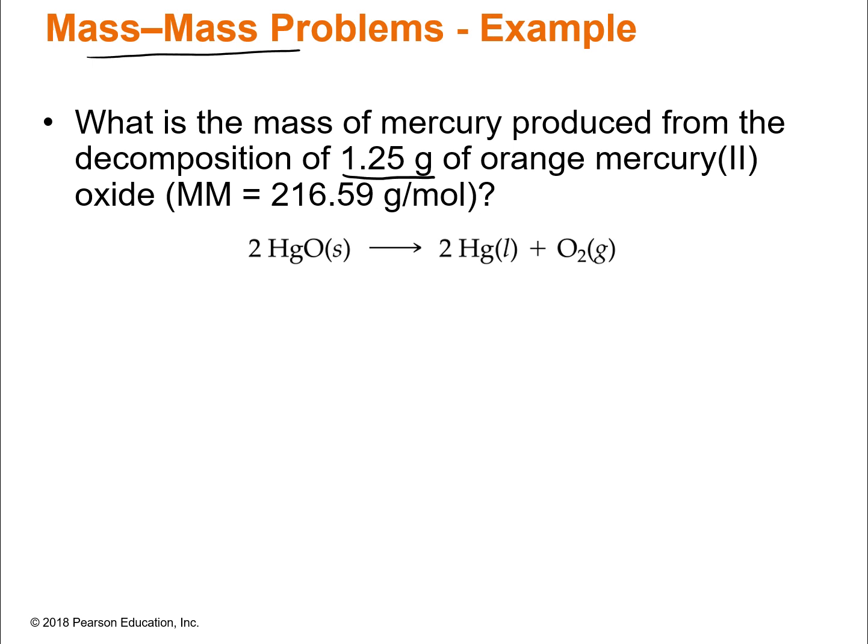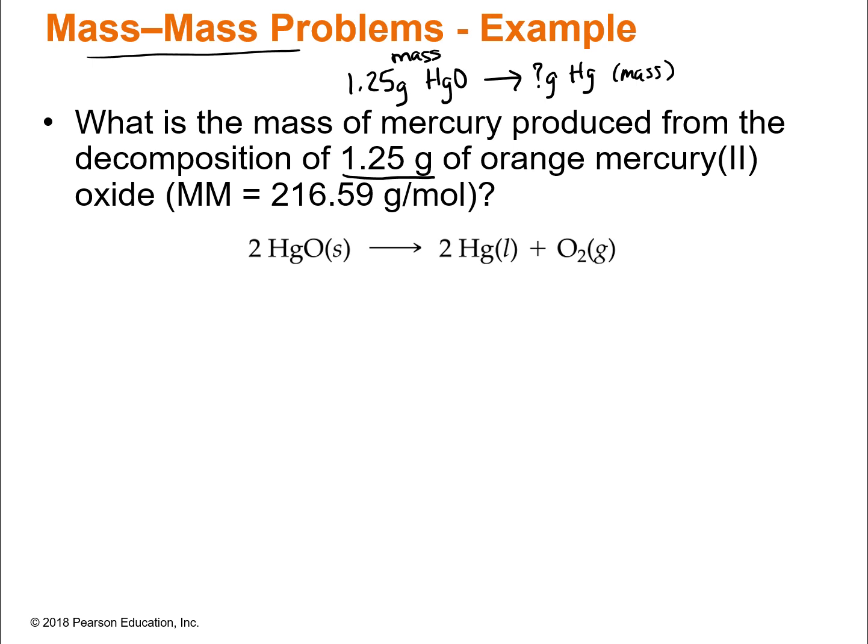The way you do that is by identifying what the given information is and what the question is asking. Our given information is 1.25 grams of mercury 2 oxide. That's a mass. And we're trying to figure out the mass of mercury produced. Always take the time to identify the problem type. This is a mass-to-mass problem.